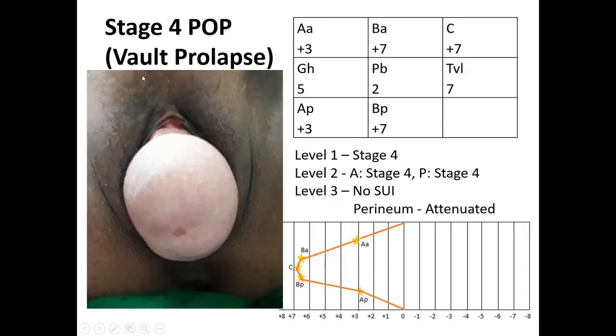Stage 4 POP is the valve prolapse case. You can see here that everything is coming outside. A was +3, AP was +3, BA was +7, BP was +7, right? And GH was 5 centimeters, PB was small, 2 centimeters, total vaginal length was 7 centimeters. See here, there is no D here. That shows that it is a case of post-hysterectomy prolapse, right? So level 1 stage 4, level 2 anterior stage 4, posterior stage 4, level 3 no SY. Perineum was attenuated in this case because we could hook our finger outside.